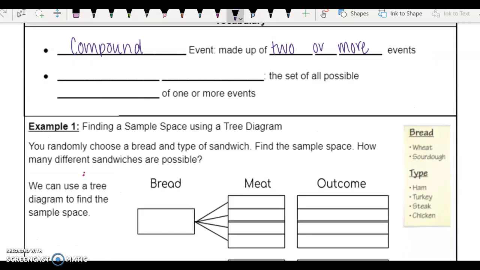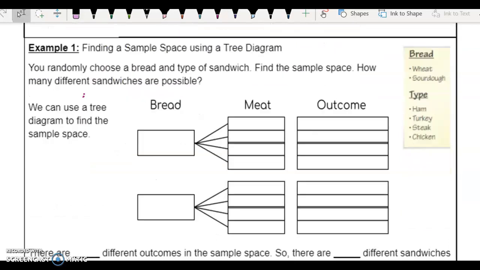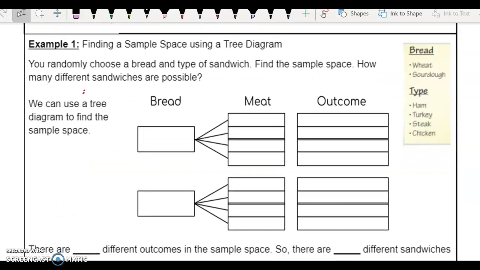So first we have compound events, and this is made up of two or more events. Pretty basic. The next one is sample space, and this would be the set of all possible outcomes of one or more events. So let's look at our example.